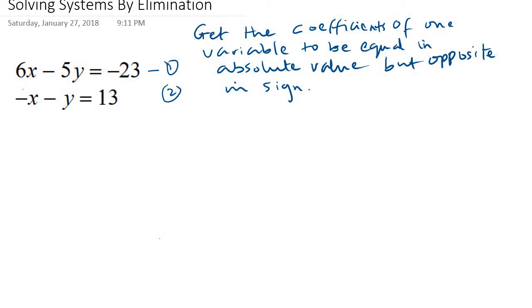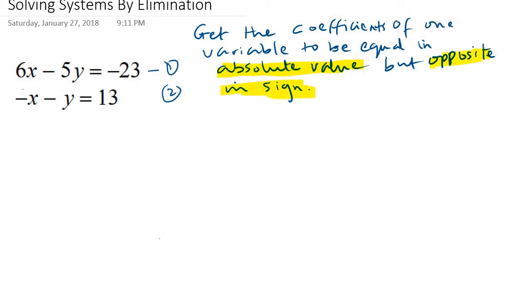In this video, I want to show you how to solve a system of equations by elimination. The overall goal is to try to get the coefficients of one of the variables to be equal in absolute value, but opposite in sign. You want the sign to be different.